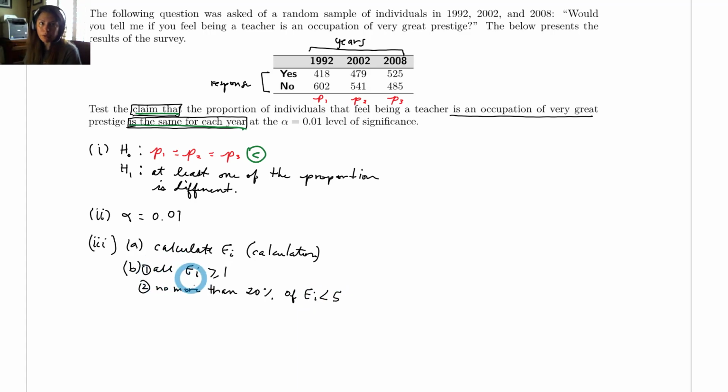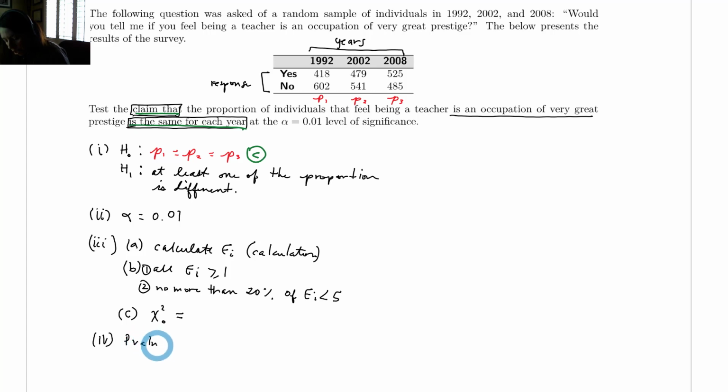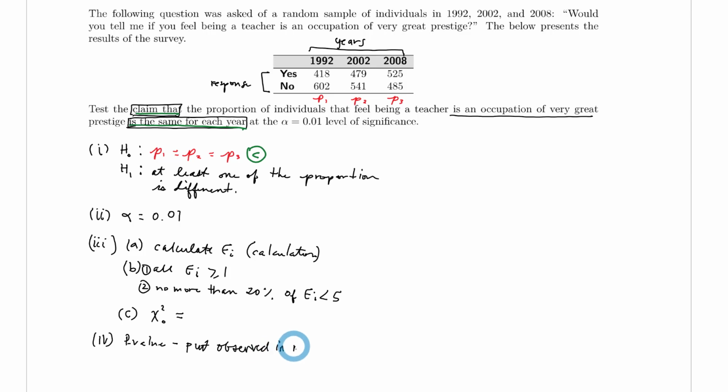Okay, and then part C would be the chi-squared test statistic, which we will also get from the calculator. And then the last piece in the calculator would be step 4, which is the p-value. So notice a lot of this is going to be put observed in matrix. So a lot of these verifications are going to be within the calculator. So let's go ahead and do that.